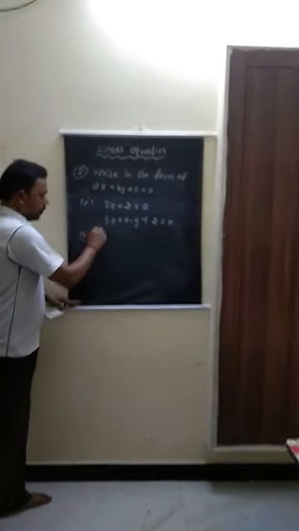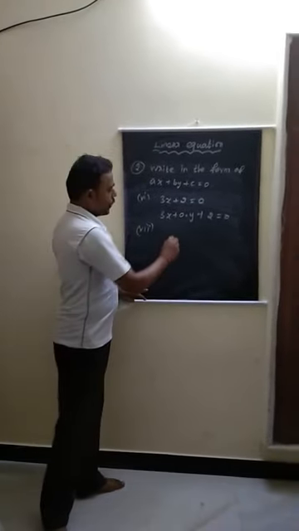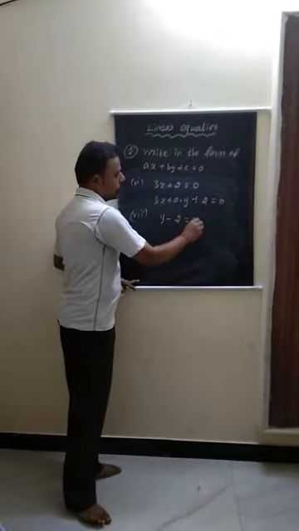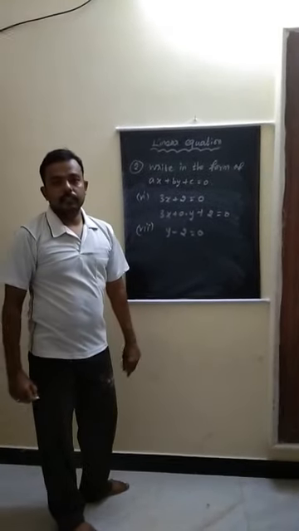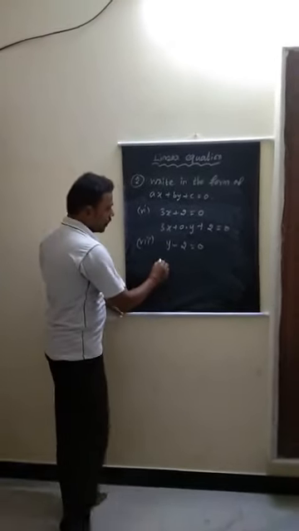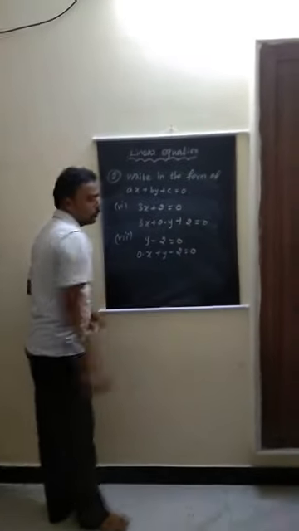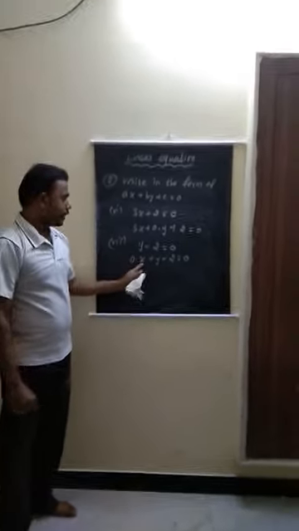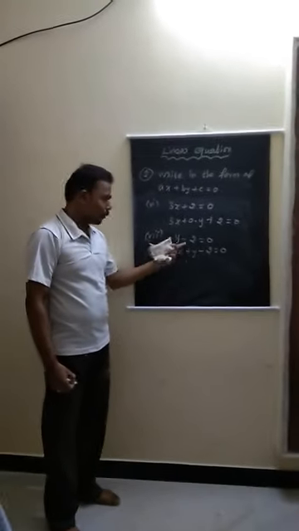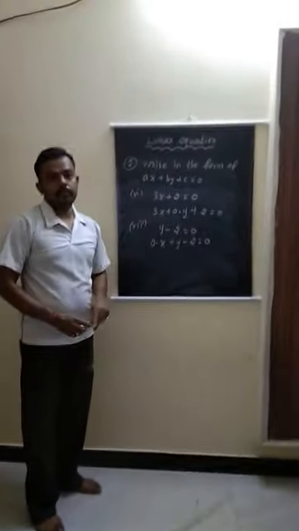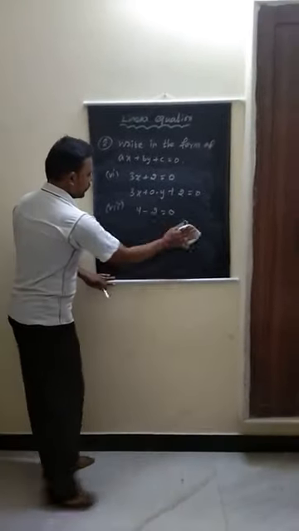And the 7th, y minus 2 equal to 0. There is no x value. So I want to introduce it. So that is 0 into x plus y minus 2 equal to 0. This is the answer. So 0 into x, 0 into anything is 0. So both are equal. We need to write in this form.